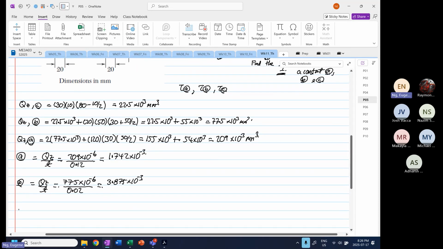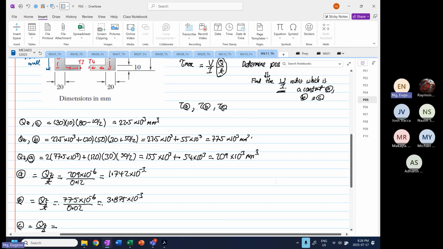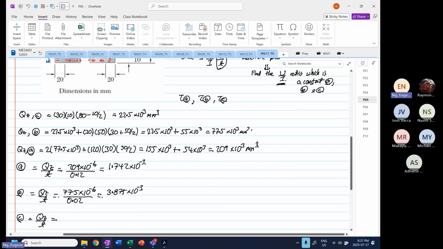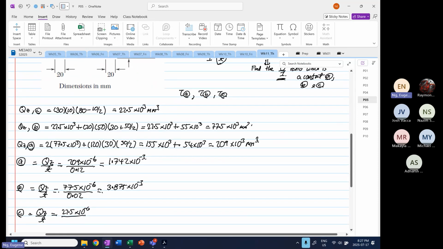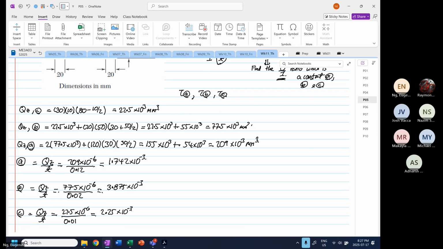Okay. And then at point C, we have the QZ over T again. So the QZ is equal to 22.5 times 10 to the power minus 6. Divide by the thickness. Now the thickness is smaller, 0.01. So 22.5 power minus 6 divided by 0.01 is equal to 2.25. Okay. So tau max will occur at point B.